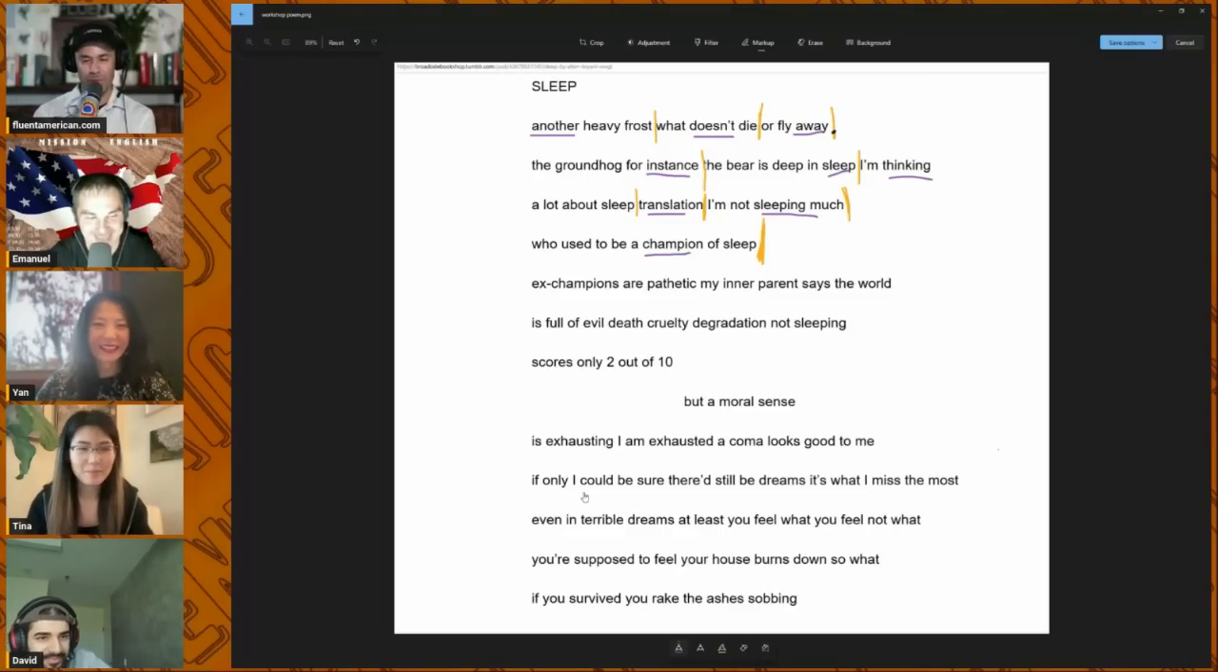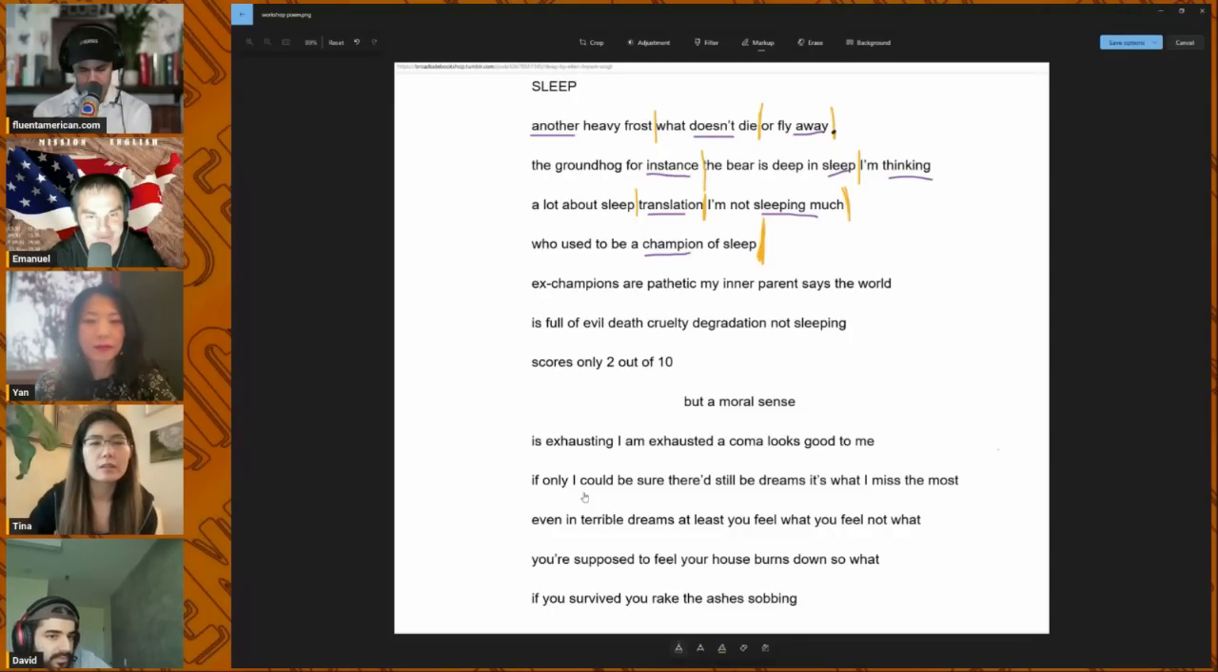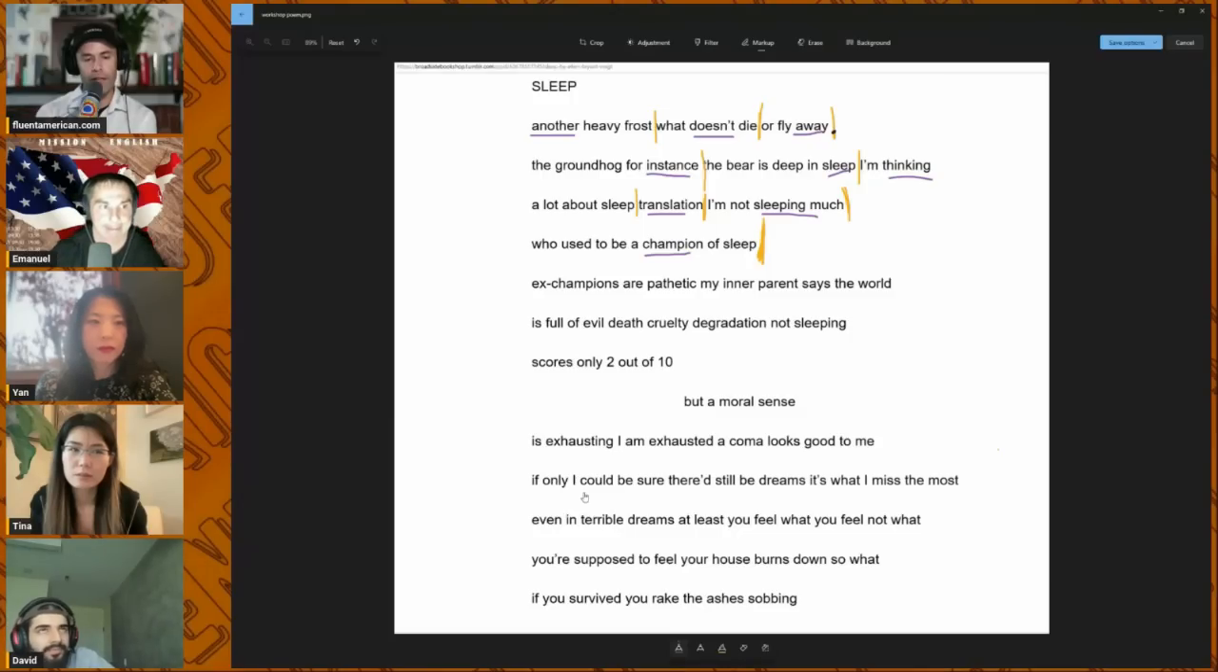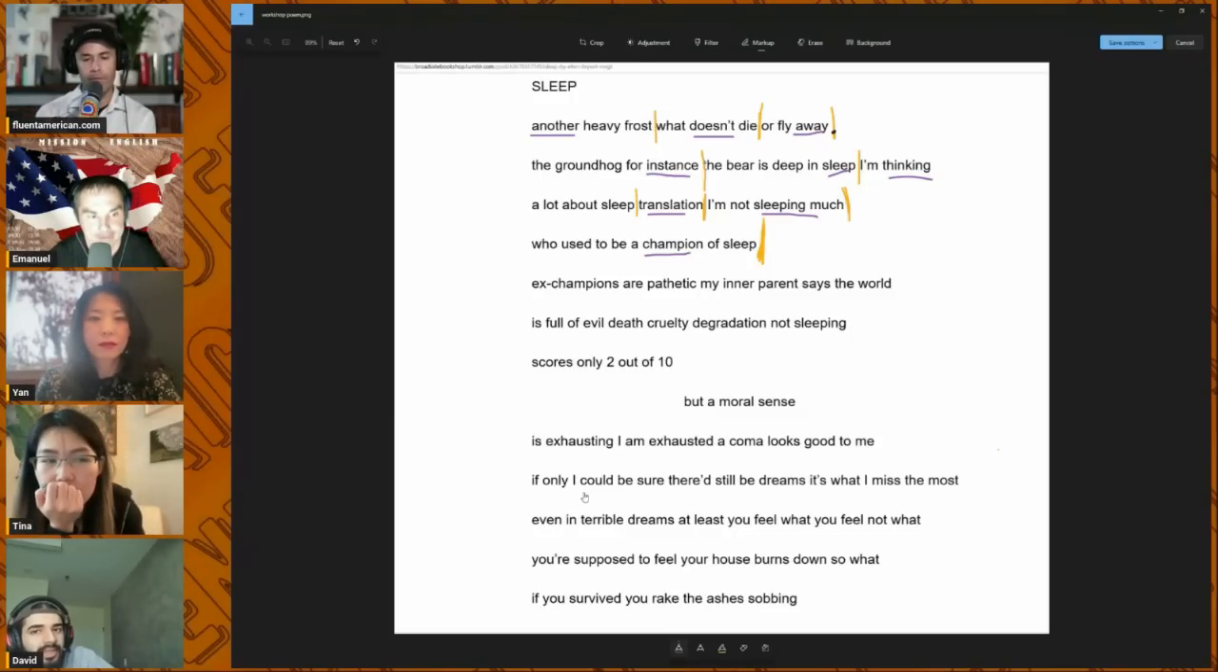Can you read for me again that from the groundhog down to deep in sleep? The groundhog, for instance. The bear is deep in sleep. I'm thinking a lot about sleep. I'm going to read this to you the way I kind of feel like I'm hearing it, and I want to know what your thoughts are. The groundhog, for instance, the bear is deep in sleep. You sound like me. What are you doing? Oh, like repeating a pattern between the two thought groups.